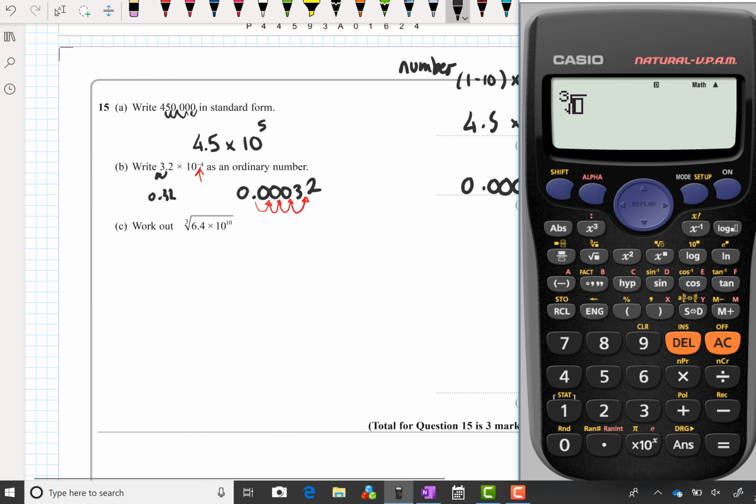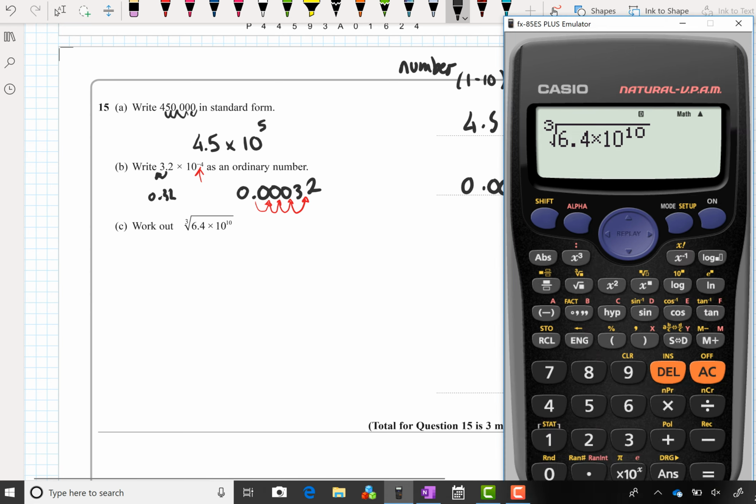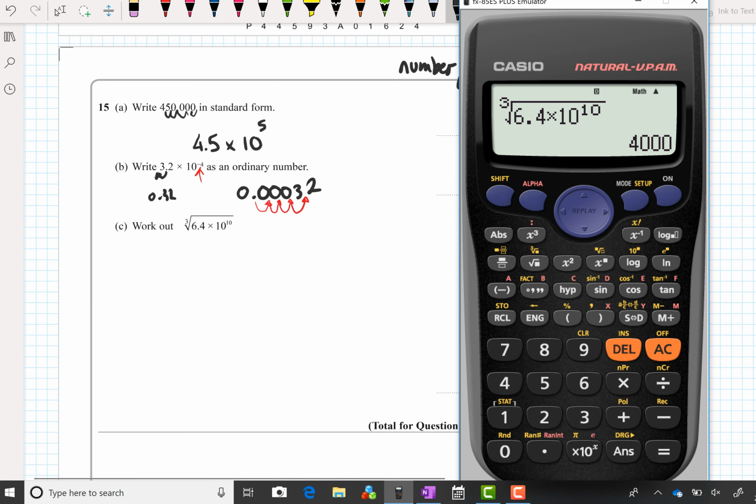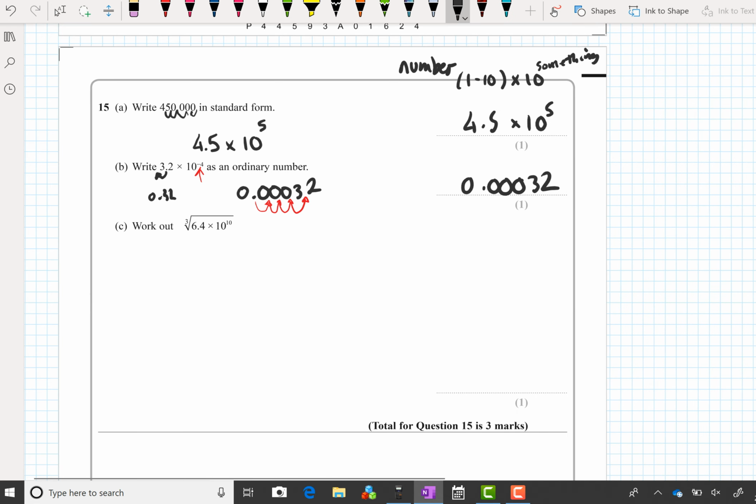Now, 6.4 times 10 to the power of 10. How many marks am I getting for this question? 1. Because I need to round it. 4,000. Nice whole number.